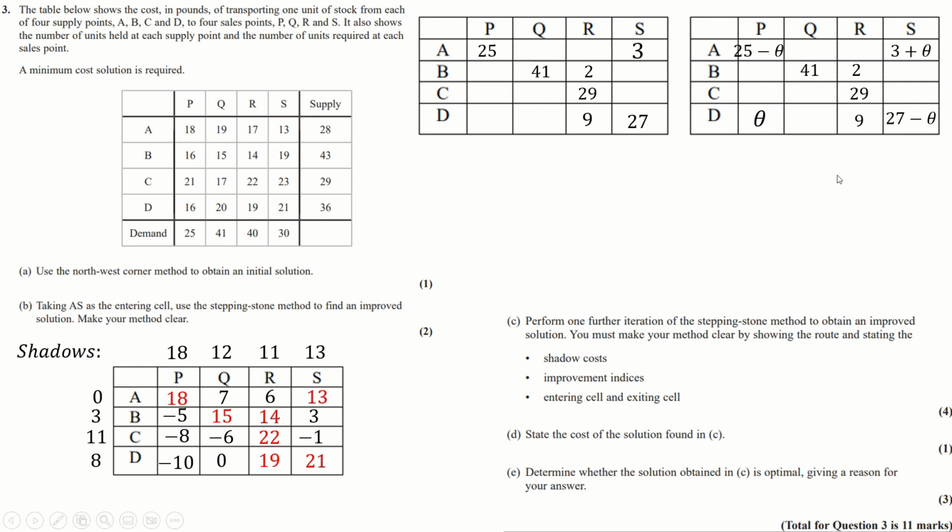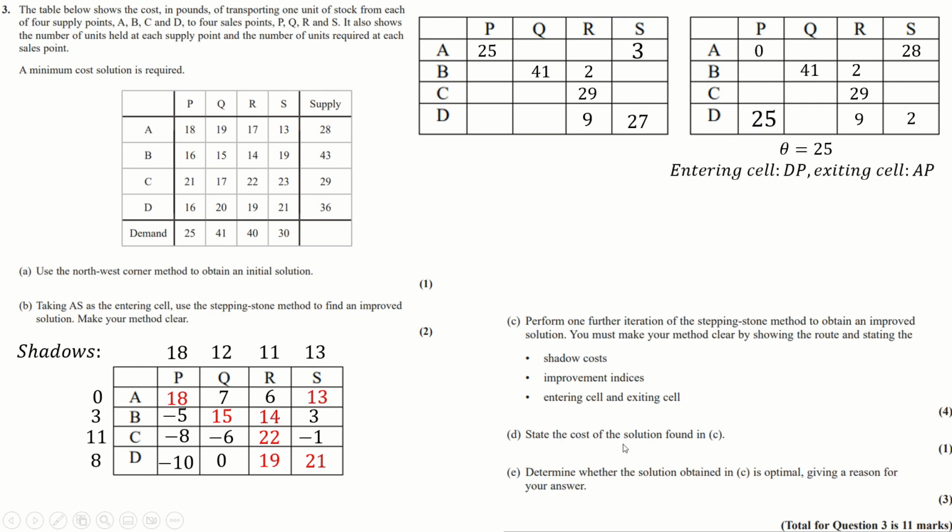The biggest we can make theta here is 25 this time. That makes this a 0. 25 here, 2 there, and 28 there. So that's going to be our new improved matrix. And the entering cell was DP and the exiting cell was AP, which they always just want you to write down, so don't forget.